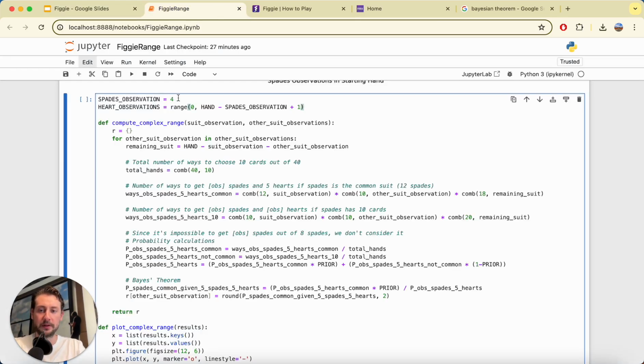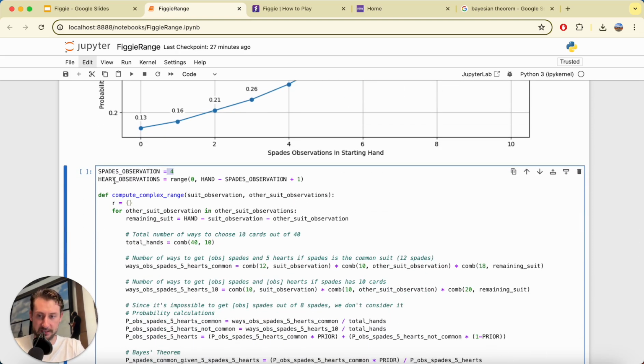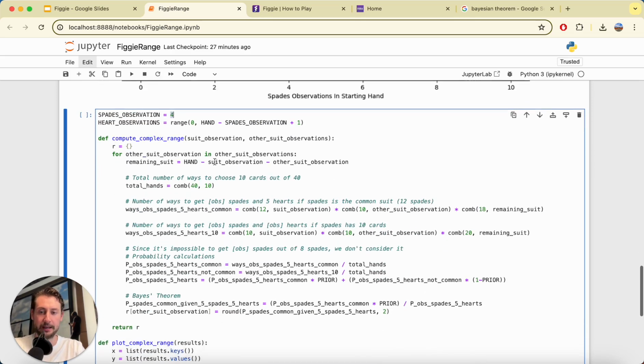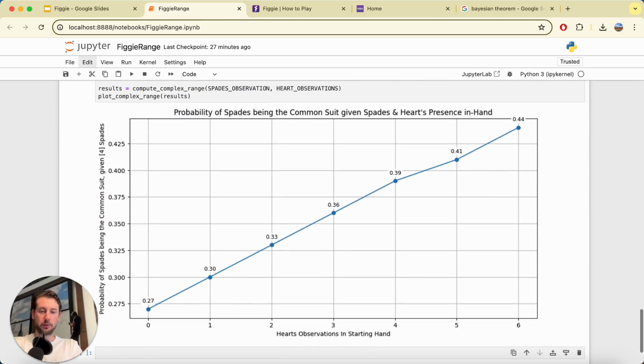So I'm going to compute the probability that I have spade as the common suit, given that I have 4 of them. And remember, if I have 4 spades in my hand, the simple version of this computation tells me that I have a 33% chance of having spade as the common suit. But now I'm going to adjust this by the extra evidence that I have some hearts in my hand. If I have 4 spades in my hand, I can only have 6 hearts maximum. So I'm going to run the same computation here, plot it, and look at the result.